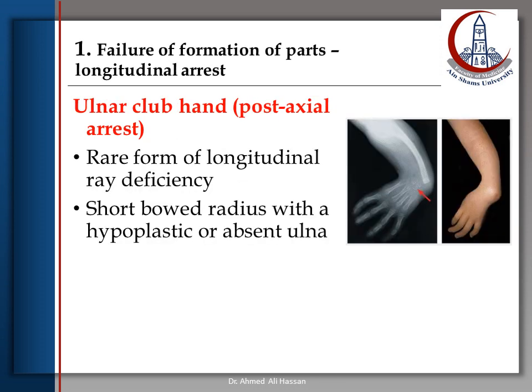The other type, ulnar clubhand, is more rare than the radial clubhand. Let's call it the post-axial arrest. Ulnar clubhand, post-axial arrest, is a very rare form of longitudinal ray deficiency, and it's characterized, as we see in the pictures, by a bowed radius with hypoplastic or absent ulna.